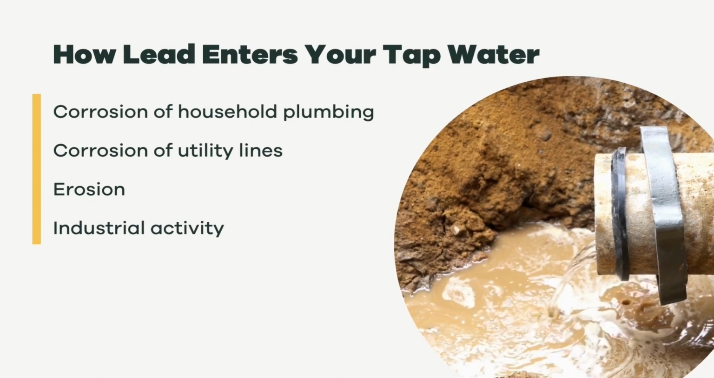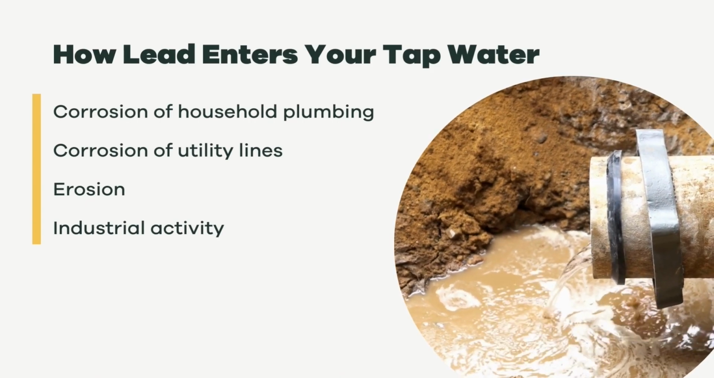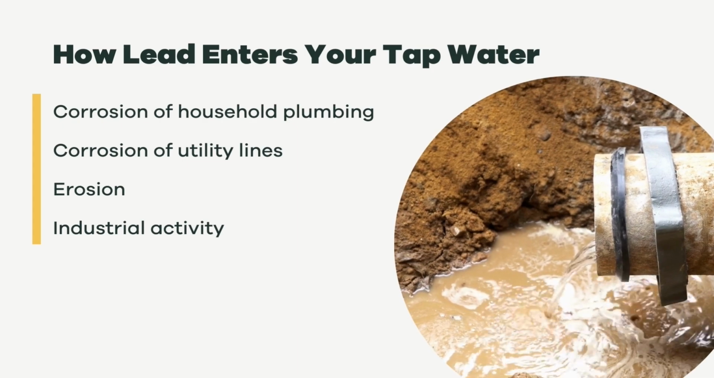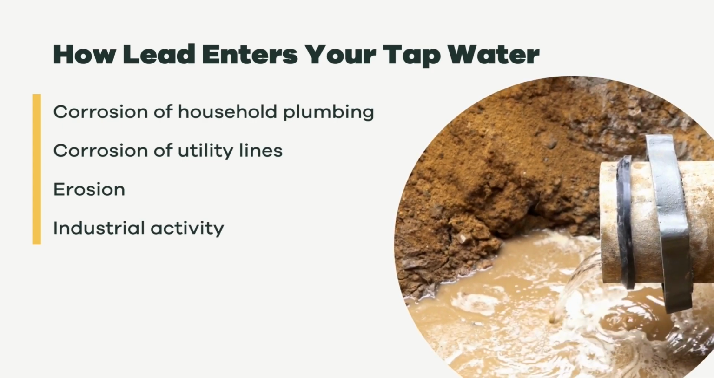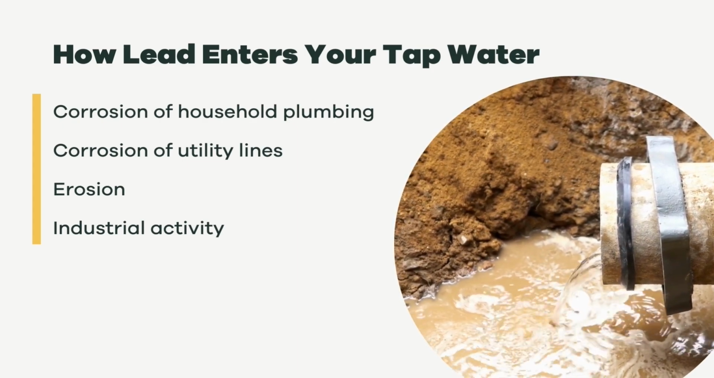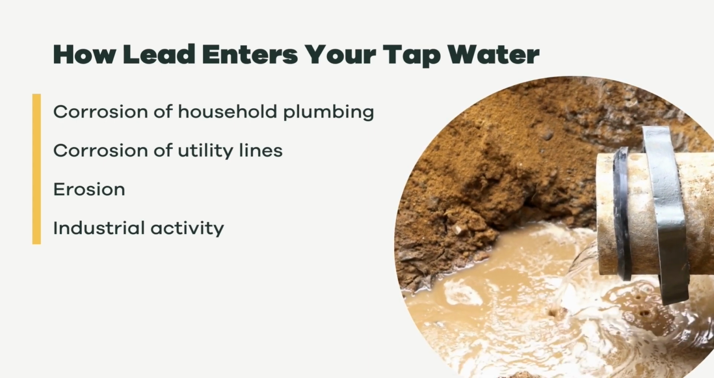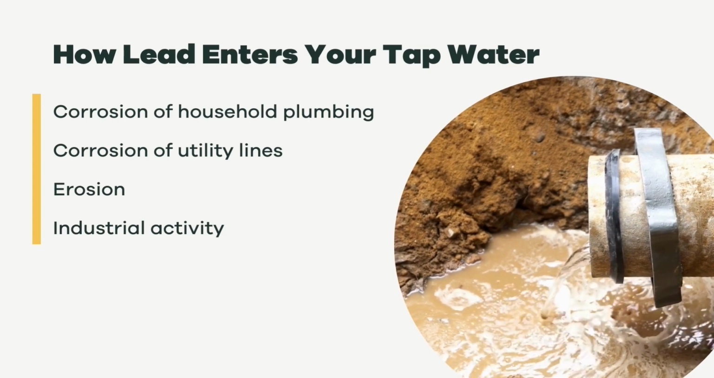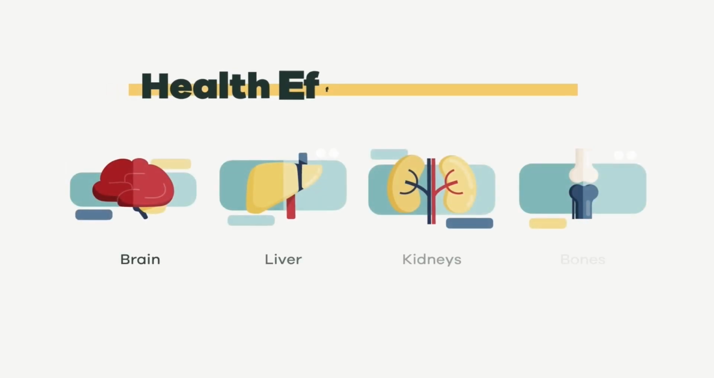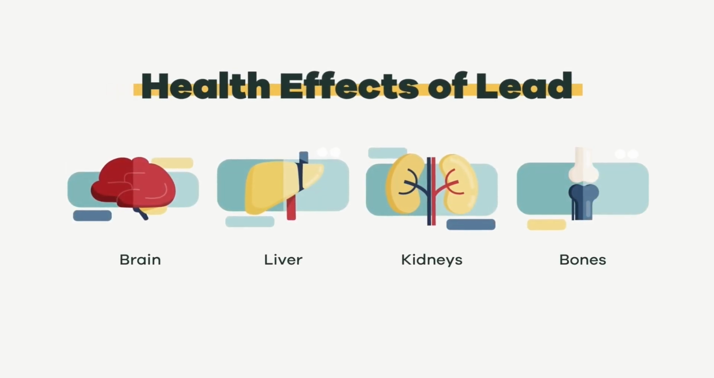Lead can enter your tap water when household plumbing systems corrode, when utility service lines corrode, when natural deposits erode into your water source, or when industrial activity leaks lead into your water source. Even low levels of lead exposure can be dangerous. It accumulates in your body and has several toxic effects for your brain, liver, kidneys, and bones.